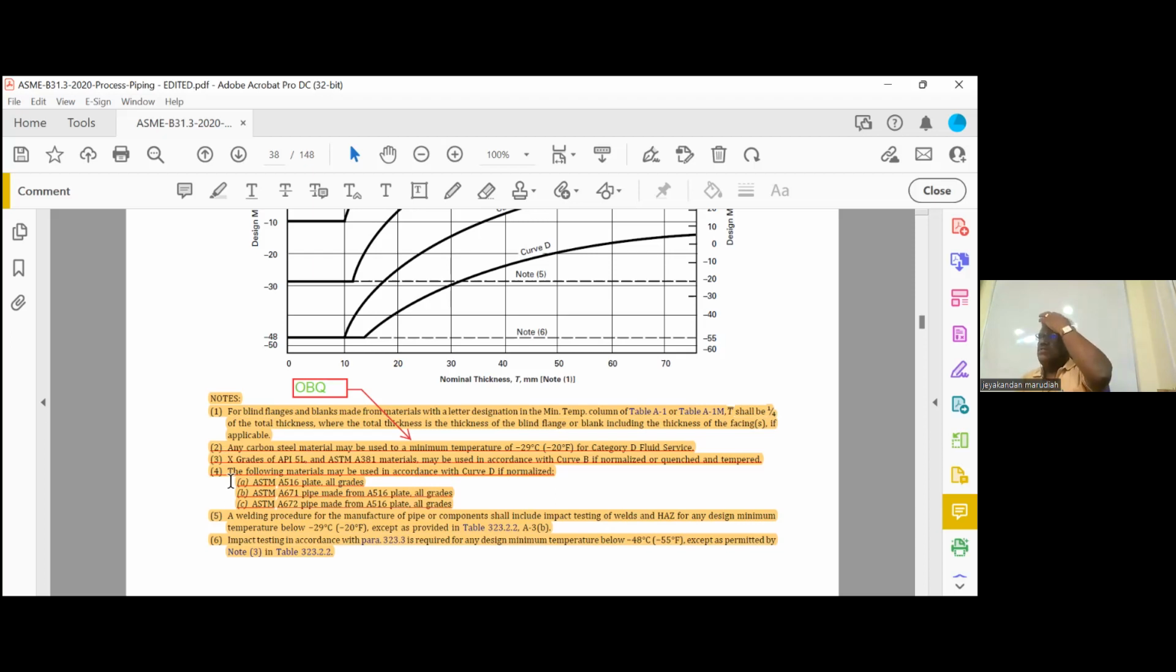Notes 3, 4, because they were asked in the open book last exam. So when the question is asked, just check the notes. For example, A106 grade B. Only for category D do we have to refer to the note. Then API 5L, ASTM A381, only for these materials refer to them. Otherwise, no need to refer to the note.